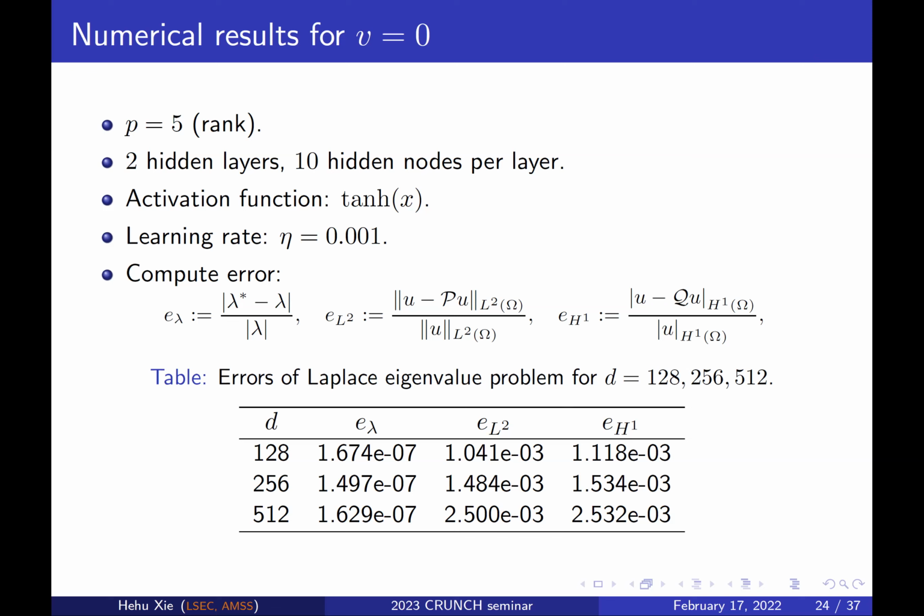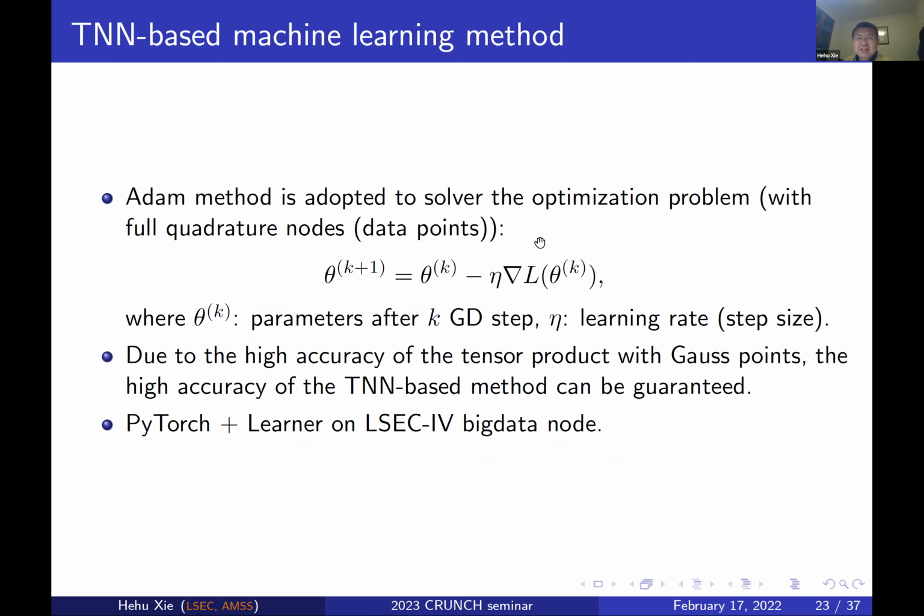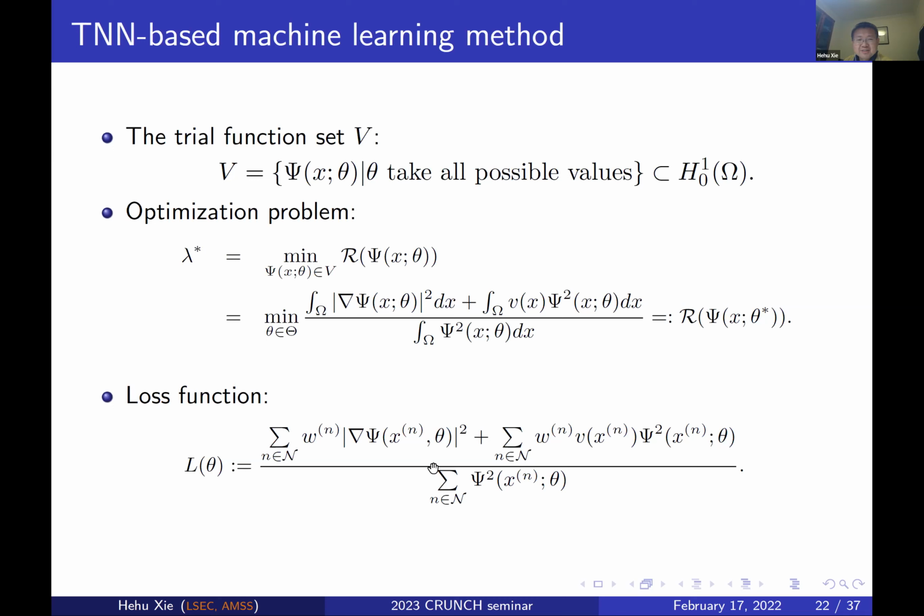Just a comment on Adar's question: v is fixed, but he has to find the eigenfunctions and the eigenvalues, and he's minimizing the Rayleigh quotient. This is what he's minimizing. The eigenvalue is the value of the loss function, and the structure of the TNN is the eigenfunction.